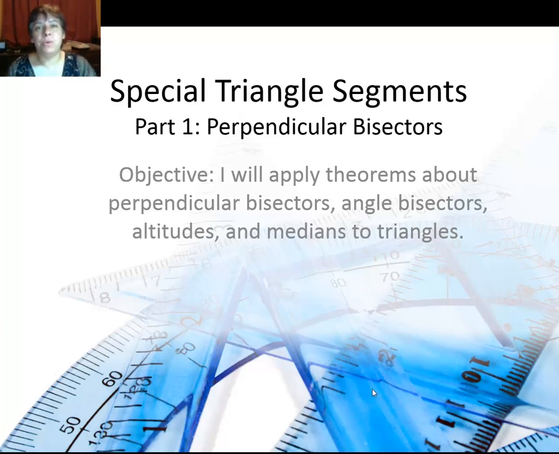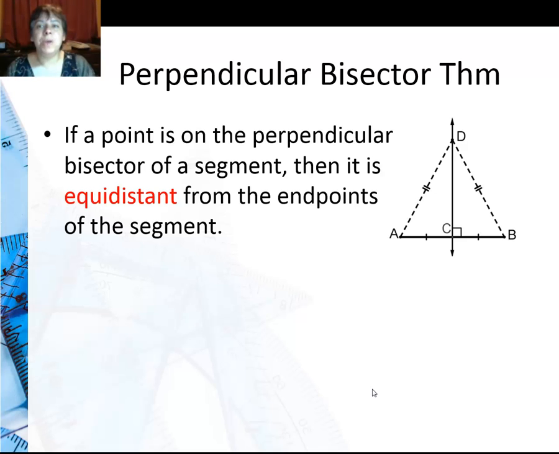The first part we're looking at are the perpendicular bisectors. As you may recall, a perpendicular bisector goes through the midpoint of a segment. And the cool thing about it is that any point on that bisector is equidistant from the endpoints of the segment that it's bisecting.